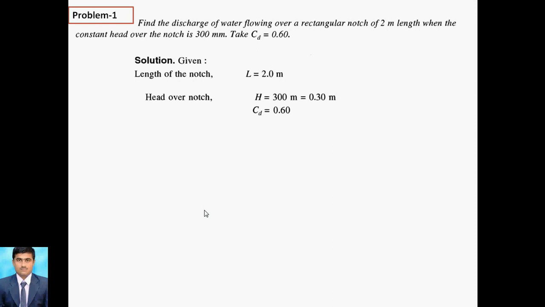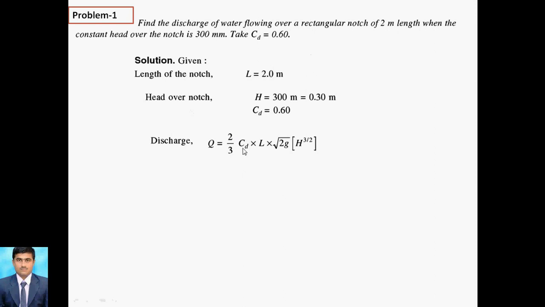So first of all we write down the given data. Length of notch L is equal to 2.0. Head over the notch, that is capital H, is equal to 300, and we convert this into 0.3. Then Cd is equal to 0.6. Now we know that the discharge Q is equal to 2 by 3 Cd L root 2g H raised to 3 by 2. This is for a rectangular notch. So this is for actual discharge, and here also we require actual discharge.